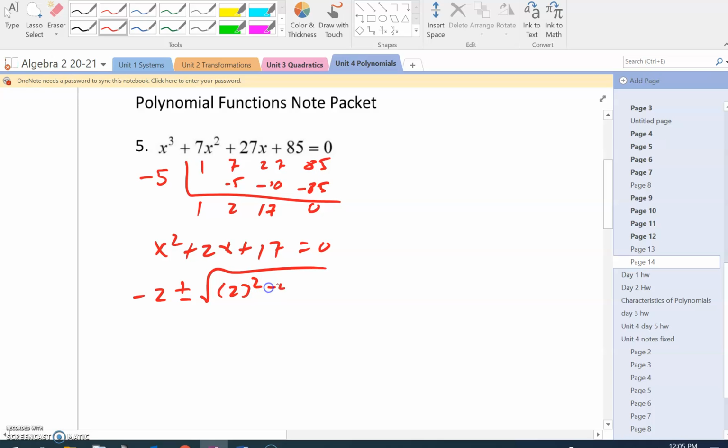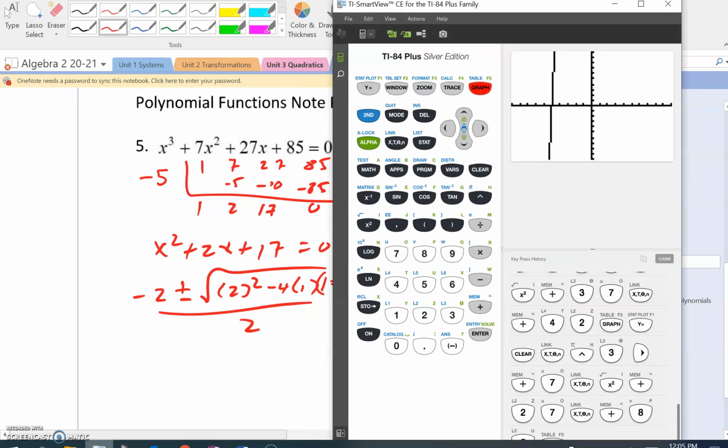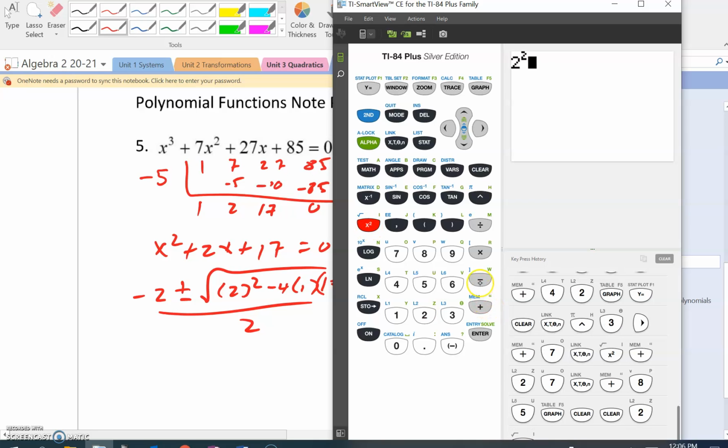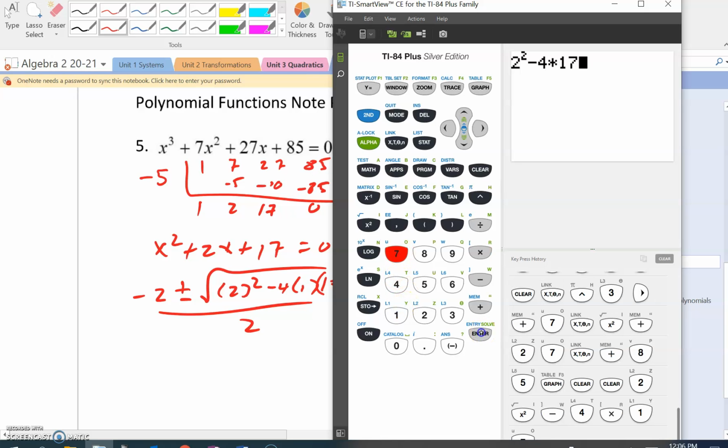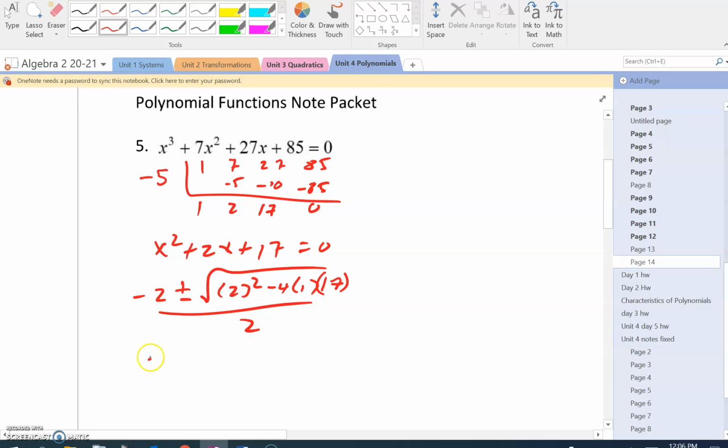2 squared minus 4 times 1 times 17, all over 2. I gotta use my calculator for this. Okay, so we have 2 squared minus 4 times 17, which is -64. So -2 plus or minus the square root of -64, over 2.